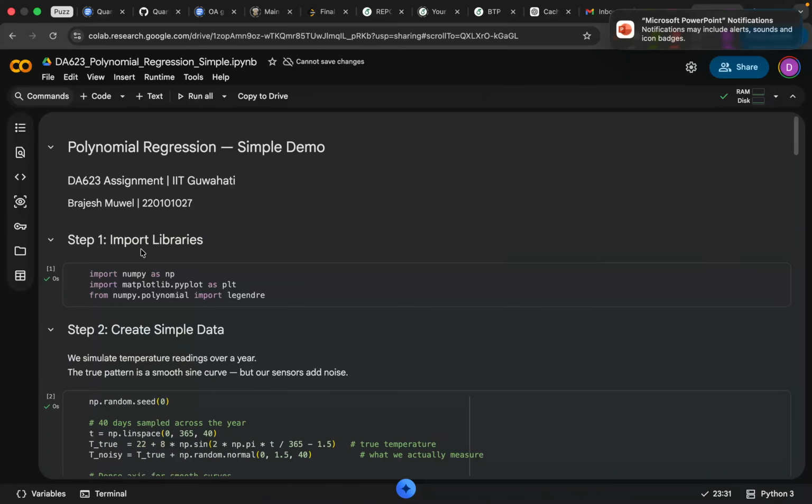Now looking at the scale function in the code, before applying Legendre polynomials, I scale the time variable from its original range of 0 to 365 down to the interval -1 to +1. This is what this one line function does, and it is required for Legendre orthogonality to hold.